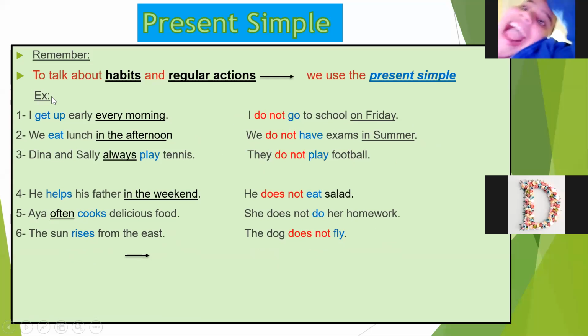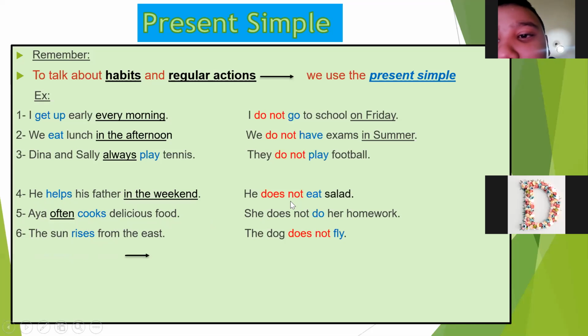Okay, next. For examples 4, 5 and 6, you have he, she, it. So with he, she, it, I will put S or ES or IES. Let's see example number 4. He helps his father at the weekend. Look here, I will add S to the verb with he. Aya often cooks delicious food. So again, the verb here has S because Aya equals she. The sun rises from the east. So again, here the sun equals it, so I will put S to the verb.